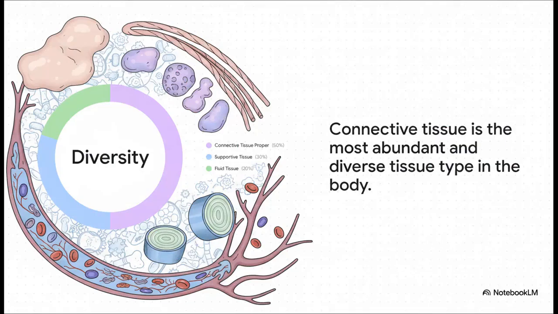And just look at the diversity here. It is absolutely incredible. Fat, tendons, bones, cartilage, even your blood. All of these are classified as connective tissue. It really hammers home how this one tissue type can be a soft cushion, a rigid support structure, and a liquid transport system, all at the same time.